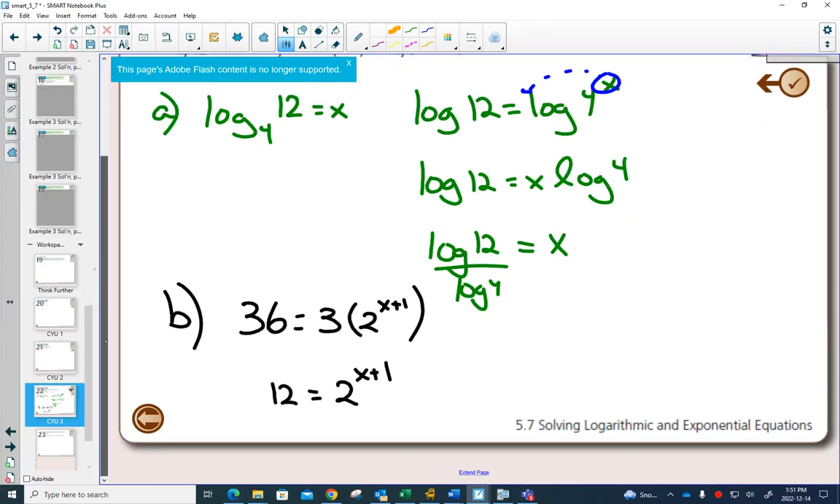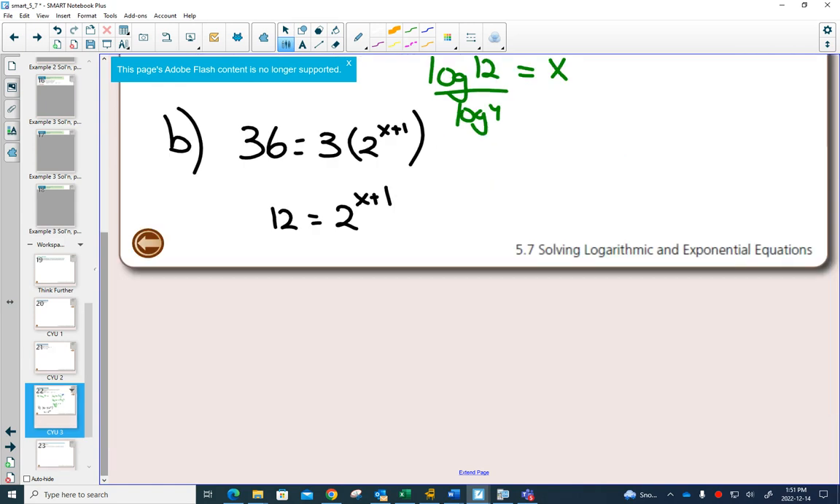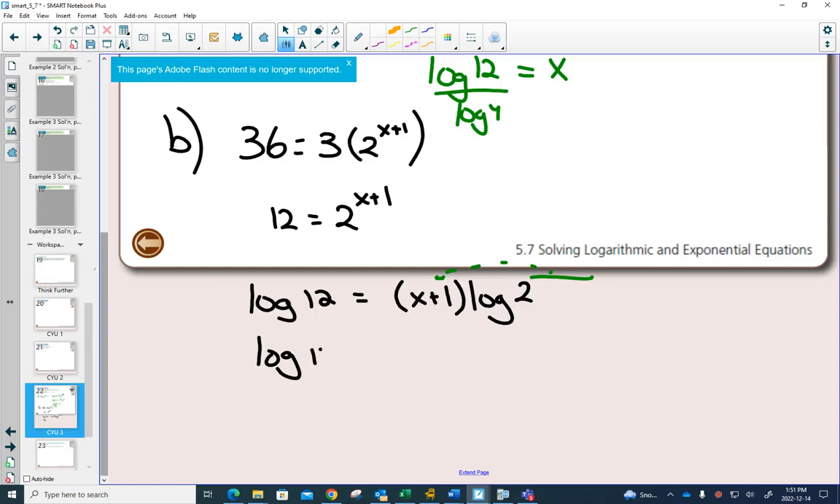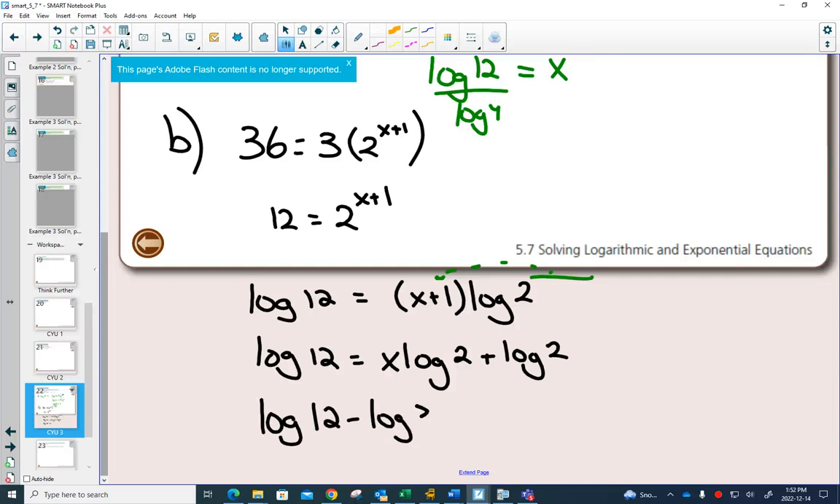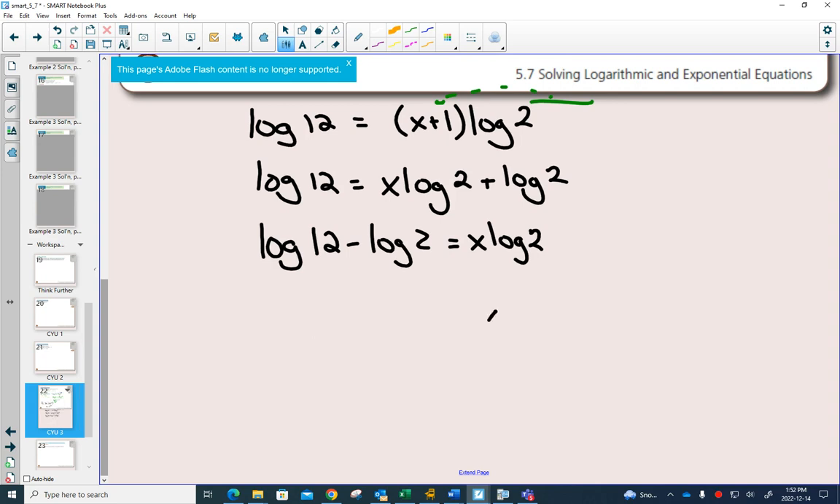Okay? Now, if you take the log of both sides, you'd have log of 12, and on this side, the x plus 1 would come out in front. You can do that step, right? It was up here, and then it just came out in front with the log law. We'd have to distribute the log 2. Get x log 2 plus log 2. Put all of our numbers on one side. And divide by log of 2.